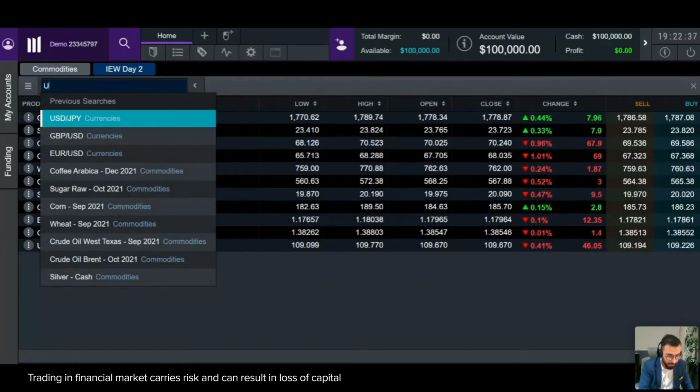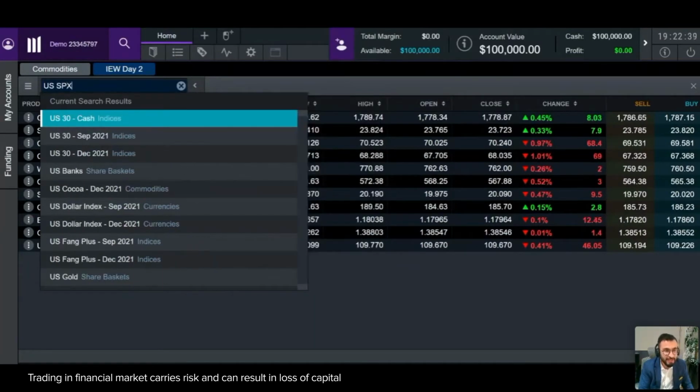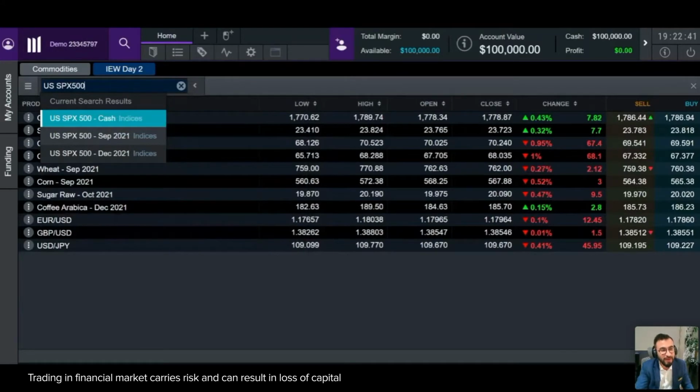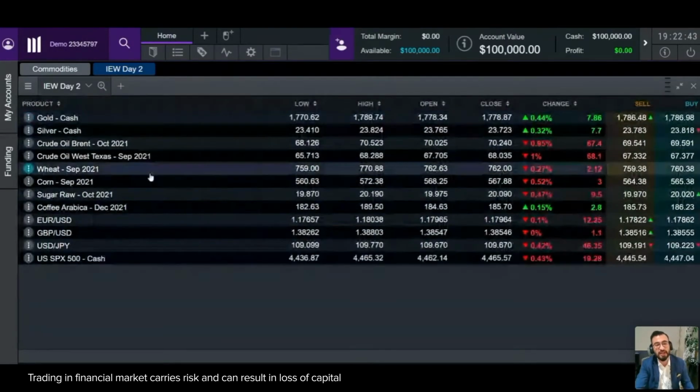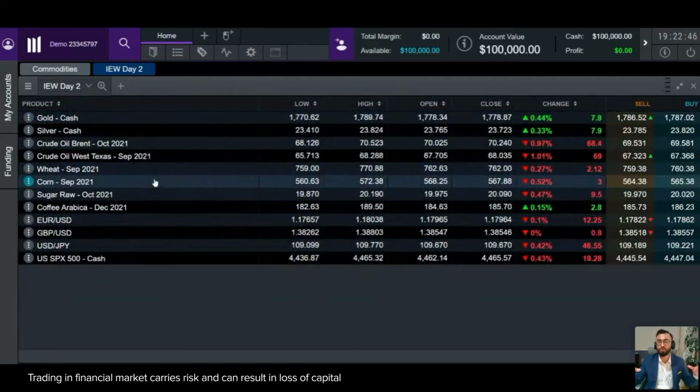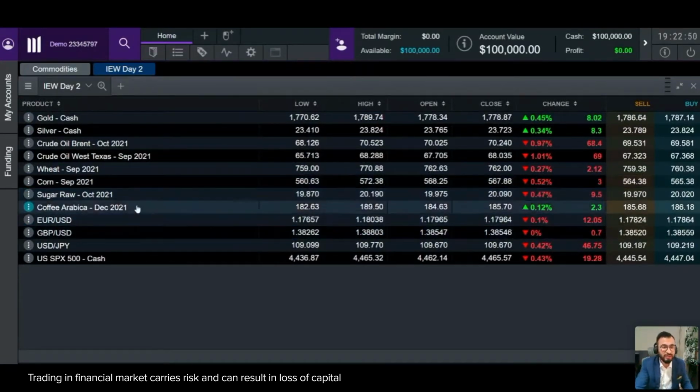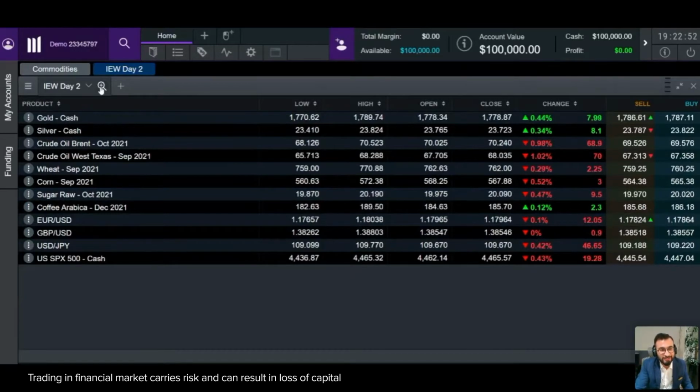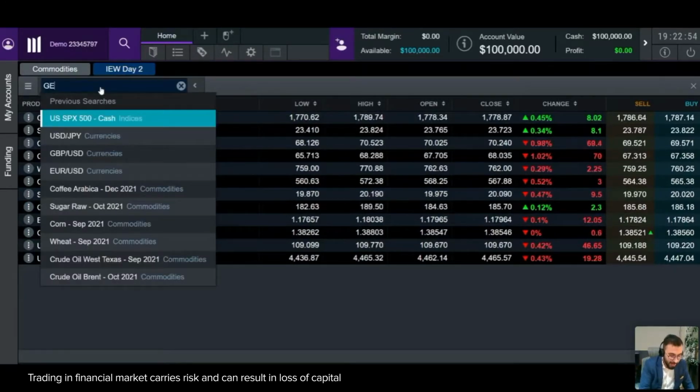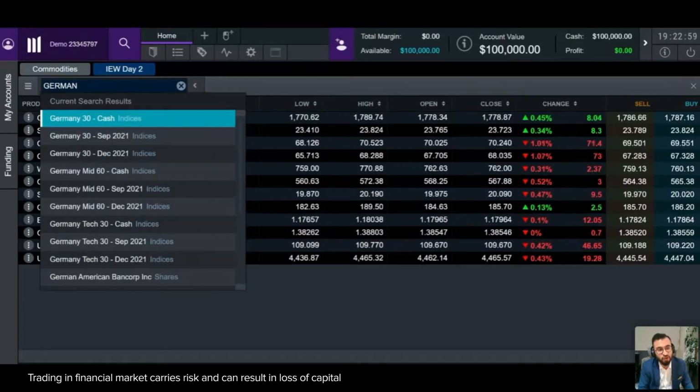So I'm going to add US SPX 500, the S&P 500 index we talked about yesterday. It is the index of the US which tracks 500 companies of the US, and you can invest and trade in it. So I will add SPX 500. I will add German 30, so we can achieve some diversification in Europe as well.